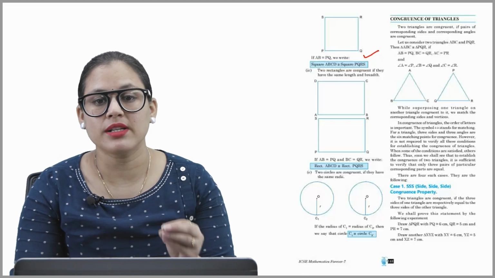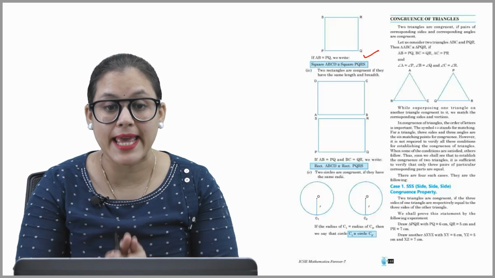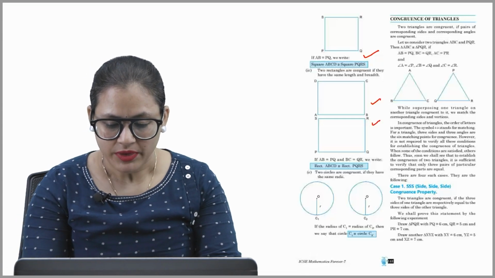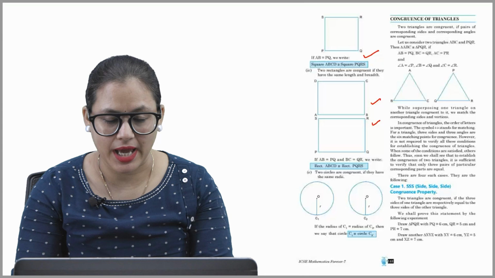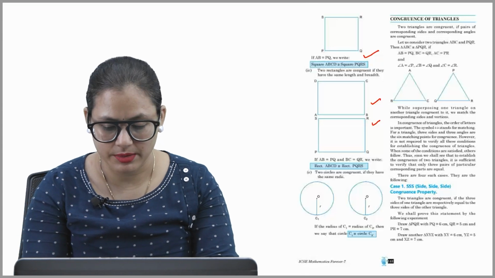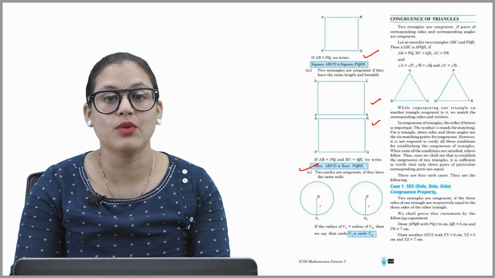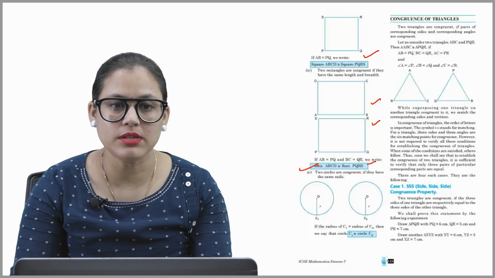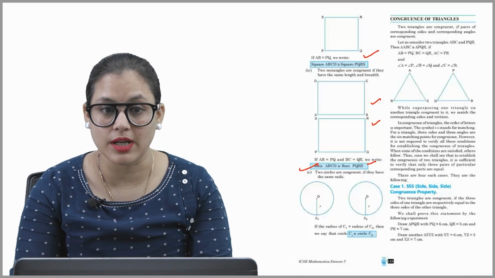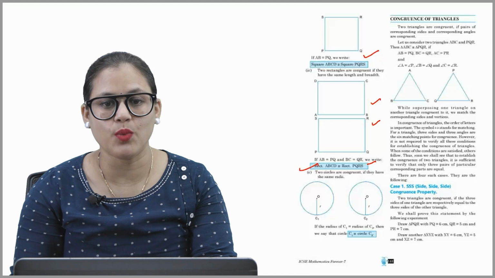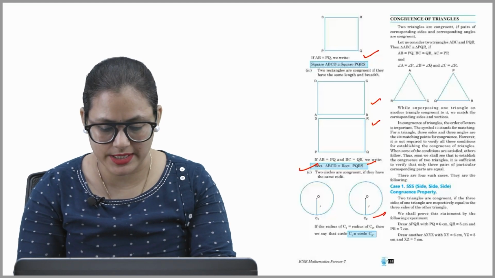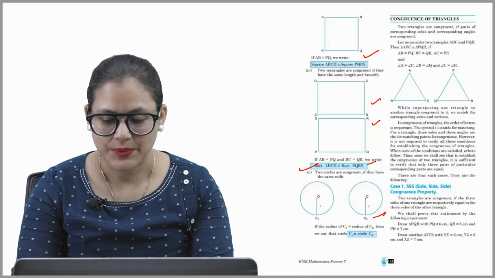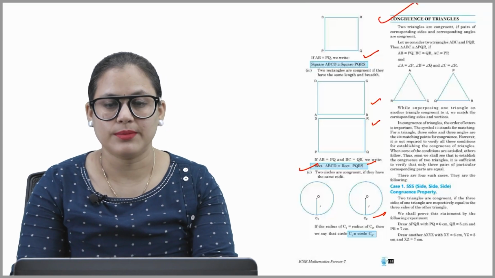Four, two rectangles are congruent if they have the same length and breadth. For example, look at these two rectangles. If AB is equal to PQ and BC is equal to QR, we write rectangle ABCD is congruent to rectangle PQRS. Now, next, two circles are congruent if they have the same radii. If the radius of C1 is equal to the radius of C2, then we say that circle C1 is congruent to circle C2. Next, congruence of triangles.